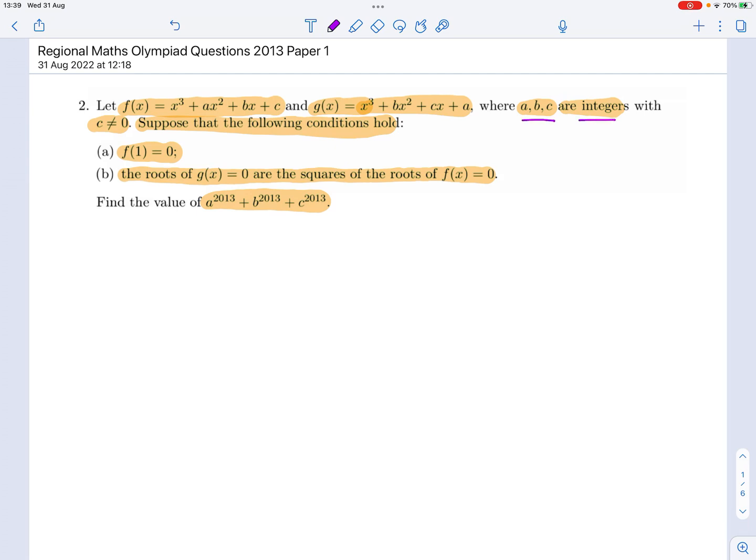Since a, b, c are integers, we should be trying to find what a, b, c are. If we find the a, b, c values, we can sub into there and get the answer. Now, we have a, b, c inside both the functions in different places. b is in front of x here, and b is the coefficient of x squared there, and the rest are the same. a is in front, a is the coefficient of x squared, a is a constant there, the coefficient of x to the power of 0.